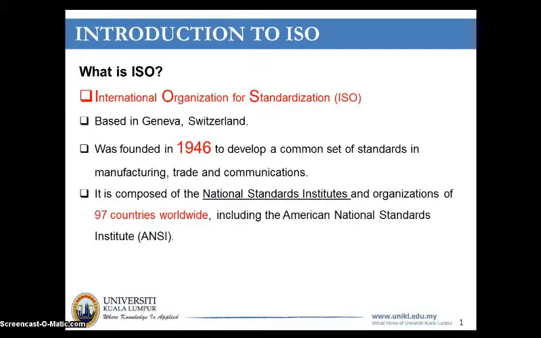These organizations are composed of various national standards institutes around the world. In total, there are 97 countries that are included in the ISO organization. These include the American National Standards Institute, known as ANSI. In Malaysia, our representative is the Malaysian Standard, also known as Jabatan Standard Malaysia.